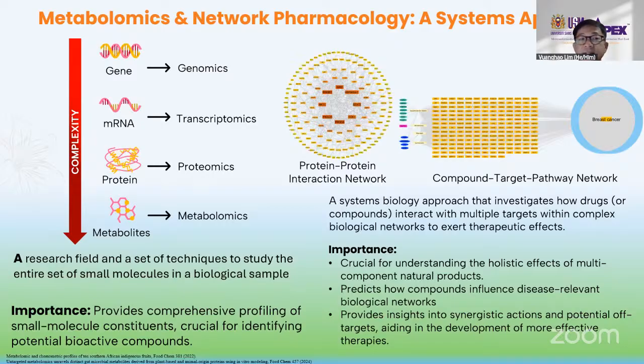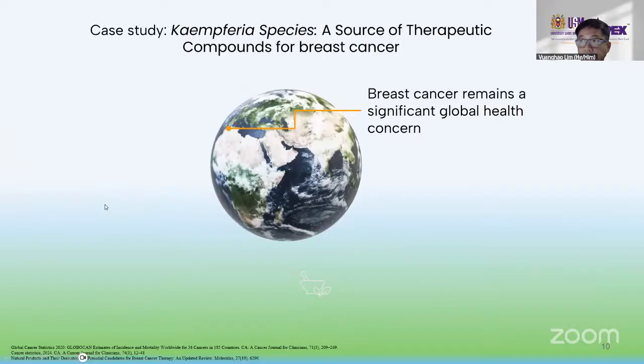By combining metabolomics with computational biology, we can connect chemical composition with biological function and better understand the mechanism underlying the therapeutic effects. So this is the so-called combination of metabolomics and bioinformatics. I would like to share some of the case studies that I've done.